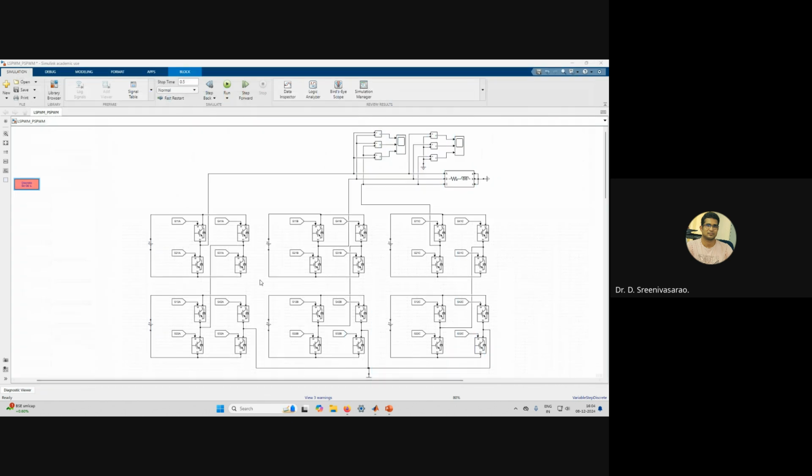Understood. Next we move to the other topic, grid integration: how we need to integrate to the grid, especially when a two-level or multilevel inverter is involved. First I will discuss some of the basics of grid integration. You might know that, so we'll just quickly see the basics.